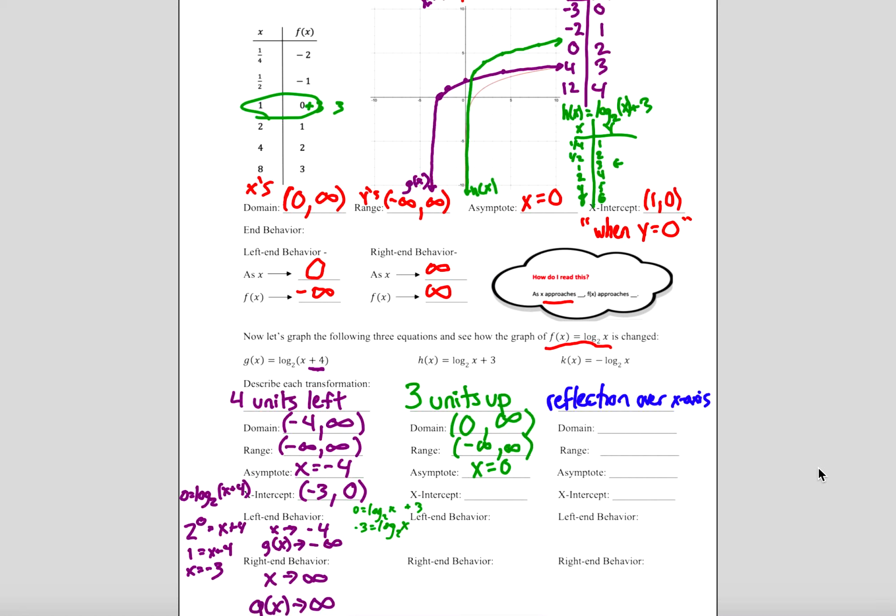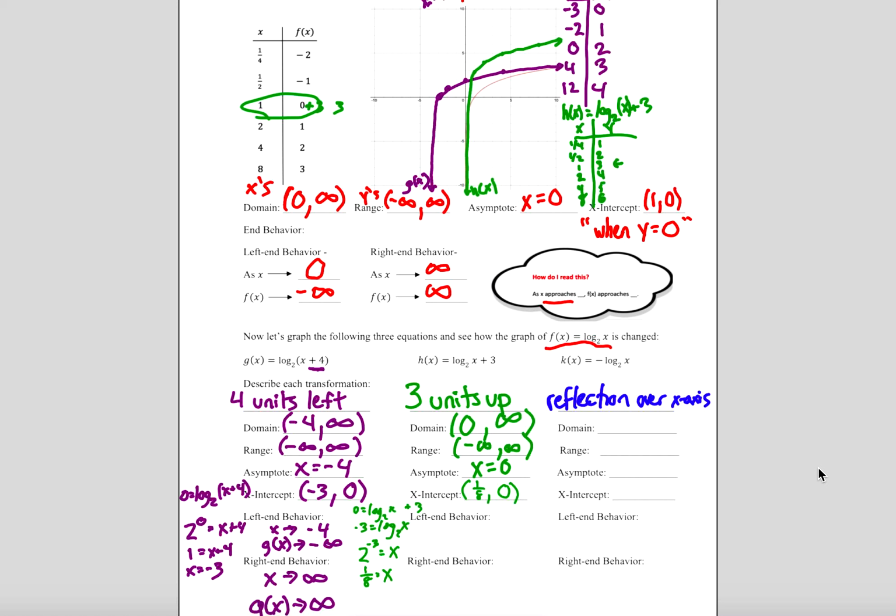Now we can put this into exponential form. Our base is 2, our exponent is what it's equal to, negative 3, and it equals our argument, which is x. And 2 to the negative third is 1 over 8, equals x. If you were to continue our table, we would have seen that one more because we went to 1/4. So our x-intercept is at (1/8, 0). The y of an x-intercept is always equal to 0.